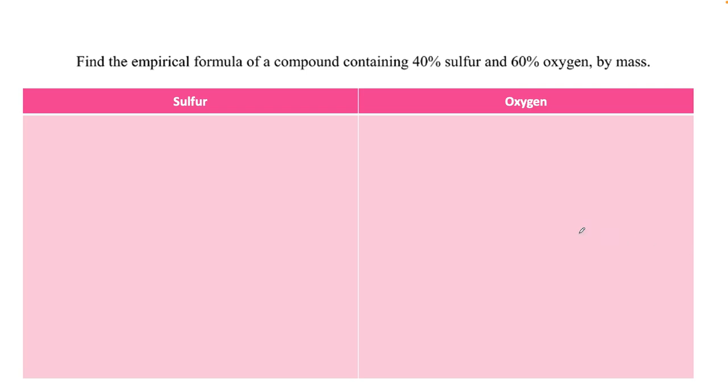So 40% sulfur, it says it's that percentage by mass. So actually what that means is that we have 40 grams of sulfur for every 100 grams that I have. So that's what 40% means, 40 per 100. I then have oxygen, which is 60 grams per 100 grams.